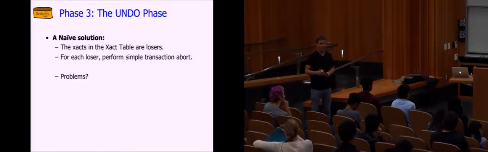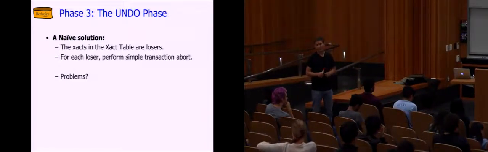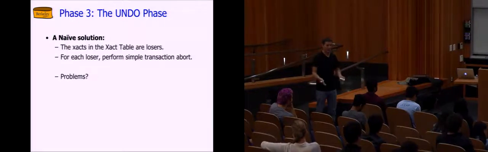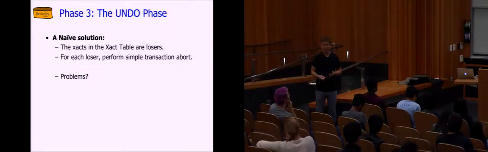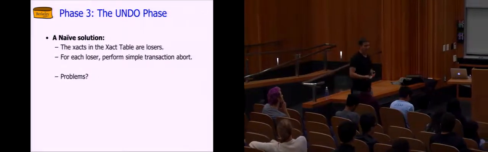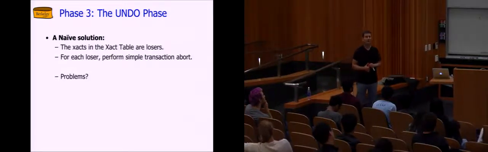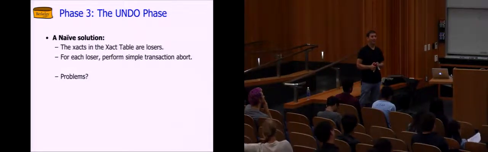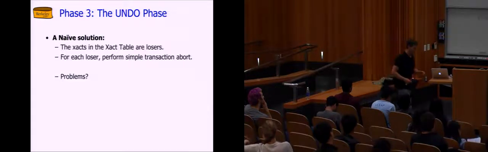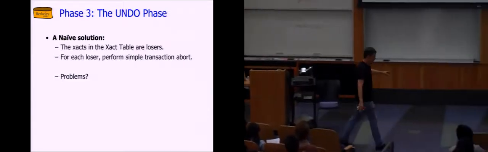What's the problem with that? It's correct. So the problem must be that it's what? Slow, yes. All right, why is it slow? Well, think about what that protocol was doing. Let me illustrate through interpretive dance.